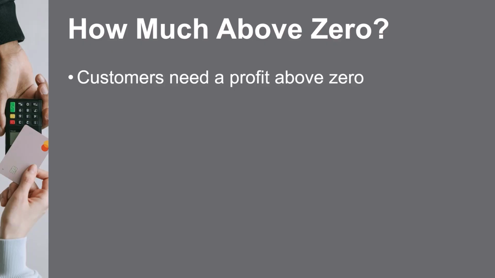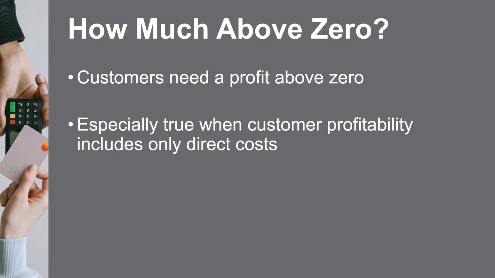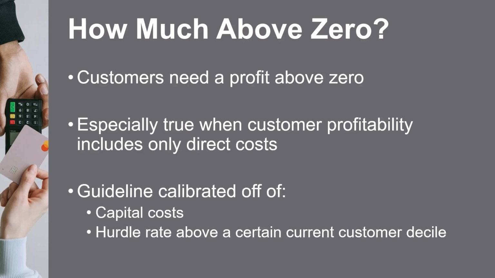Customers may need to have a profitability above zero to justify them. This is especially true when customer profitability includes only direct costs. How much does profit need to be above zero? Each company must set a guideline. It may be calibrated off capital costs or may be set by a hurdle amount above a level seen at a certain decile of their current customers.